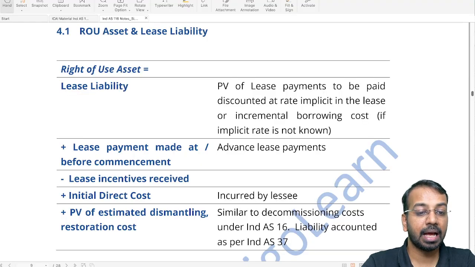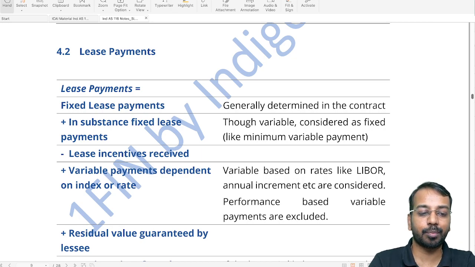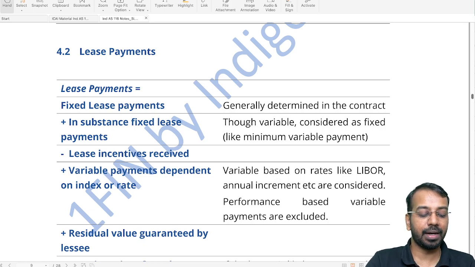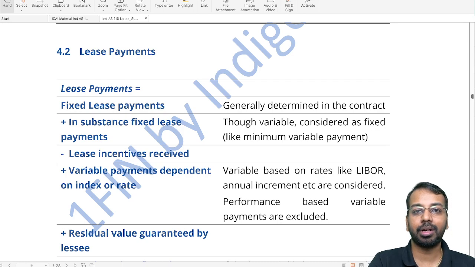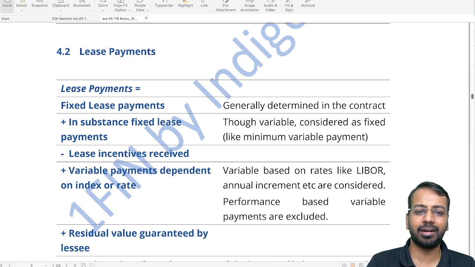Now, the next aspect is variable payment, which is linked to an index or a rate. If any variable payment is based upon an index or a rate, meaning an inflation index or the LIBOR rate, then annual increments are considered. So, if it is linked to LIBOR, then based on LIBOR you will include that particular increment in the rate. Or if it is based on an index, generally the consumer price index, that is also included.